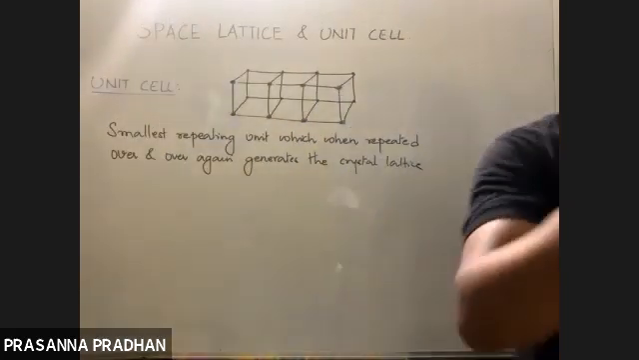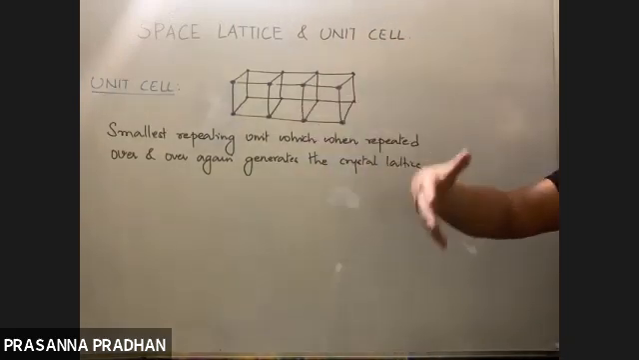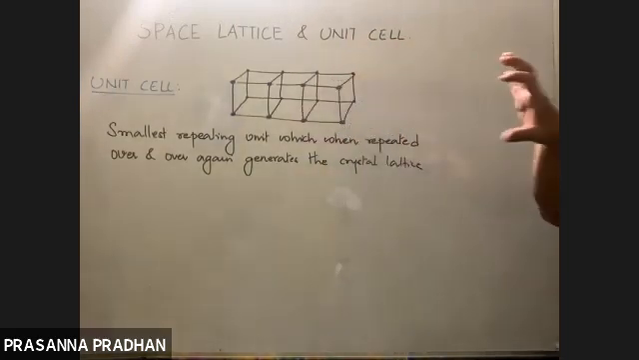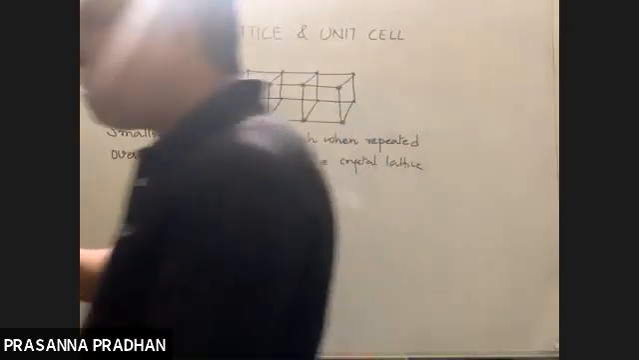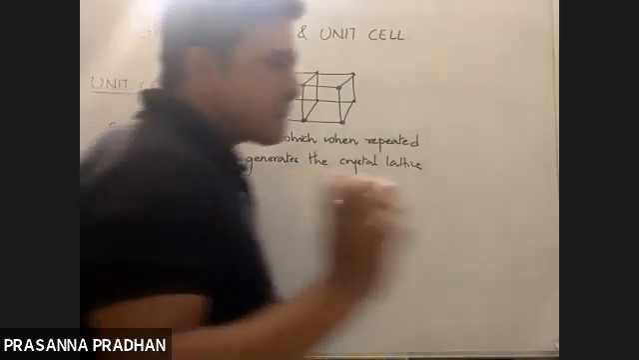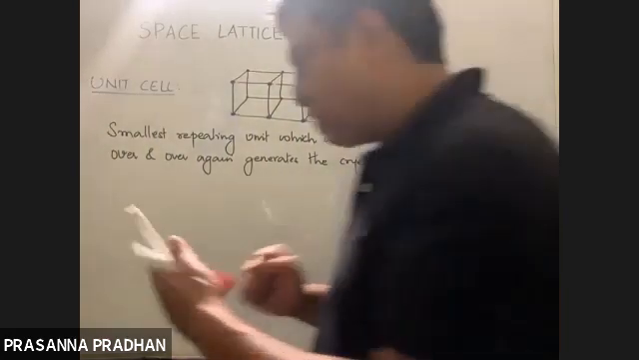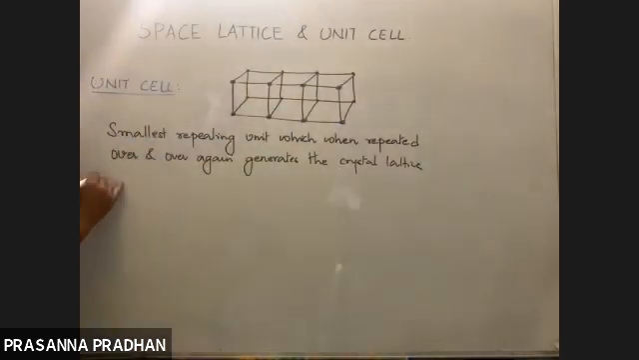If you join the lattice points along 2 dimensions, you get a unit cell in the form of a square. If you join the lattice points along 3 dimensions, you get a unit cell in the form of a cube. So this is the concept of a unit cell. And remember, a unit cell is characterized by 6 parameters.